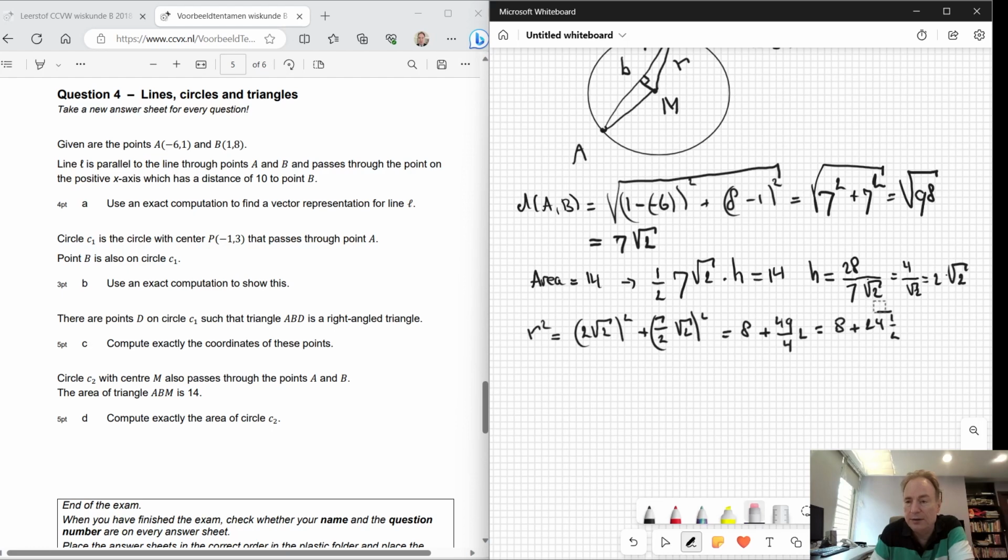And let's keep it as r squared. So this is 32 and a half as r squared. Since we're actually asking for the area of the circle, the area of a circle is pi r squared. So I just need to multiply this by pi. So I get pi times 32 and a half, which is 32 and a half pi. And that's the final question. Tough exam. Tough exam.